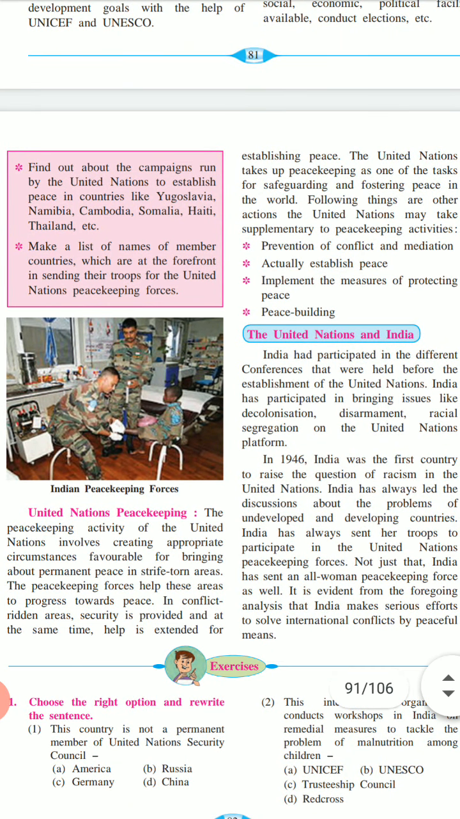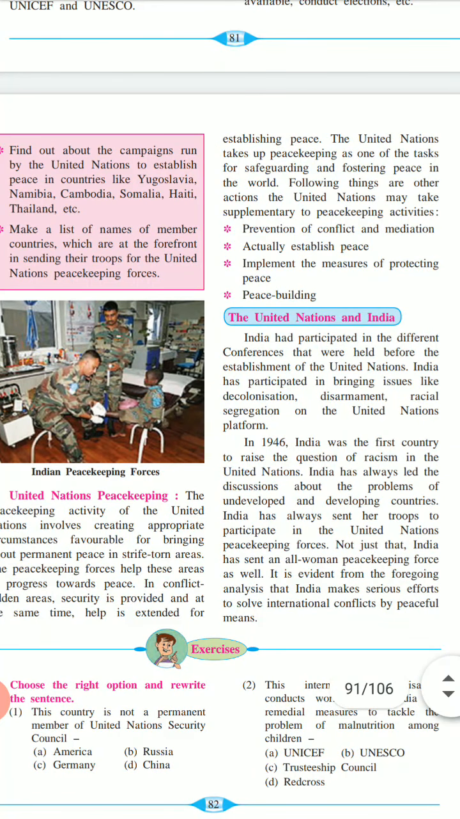Going further, students, we have United Nations peacekeeping. This is a very important part, students. The peacekeeping activity of the United Nations involves creating appropriate circumstances favorable for bringing about permanent peace in strife-torn areas. The peacekeeping force helps these areas to progress towards peace. In conflict-ridden areas, security is provided and at the same time help is extended for establishing peace. The United Nations takes up peacekeeping as one of the tasks for safeguarding and fostering peace in the world. Following are other actions the United Nations may take supplementary to peacekeeping activities.